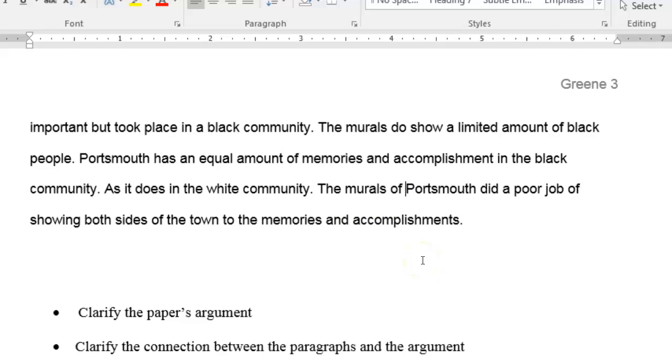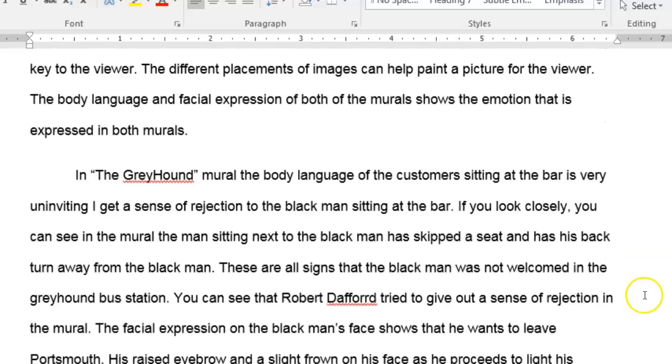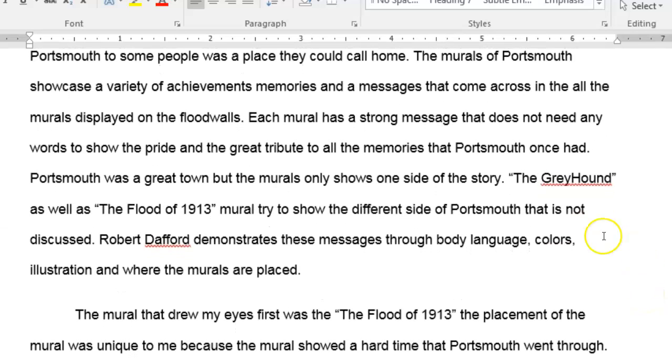But it's not just that the murals are not showing a history. I think in your body paragraphs you're trying to say that the way they're representing race in those murals has problems, which I think is good, but it needs to be much clearer in that thesis statement. So this right here, "trying to show the different side of Portsmouth," I think you need to be clear what that is. It's really vague.